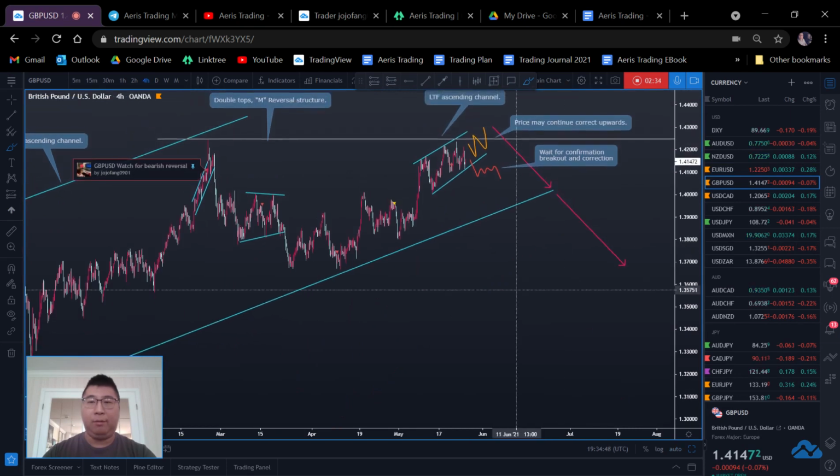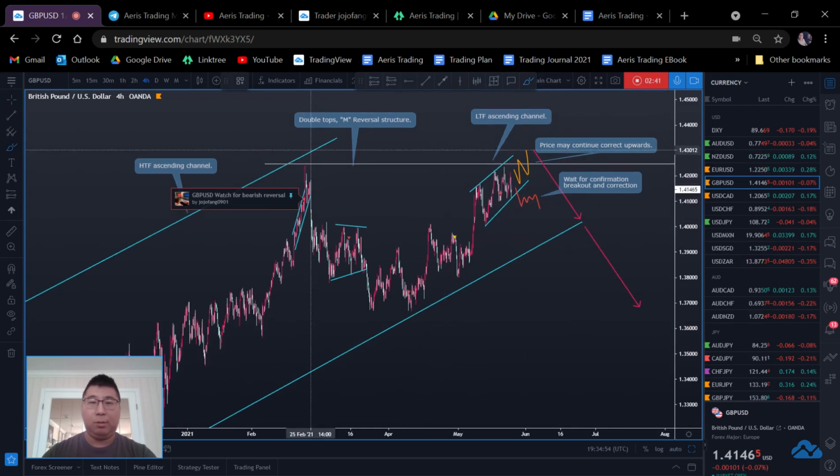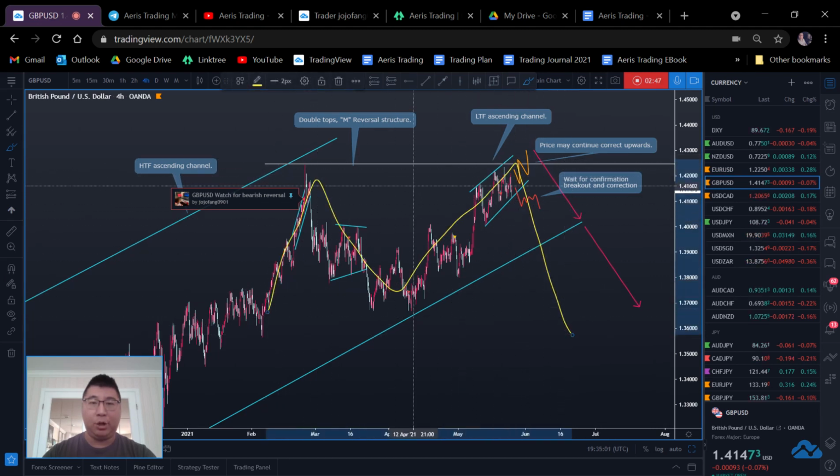Pound dollar is also one of my favorite dollar pairs to go into. We've talked about pound dollar a few times, and the price is at a similar double top that we can form here on the lower time frame. So also potentially an M style pattern as well.